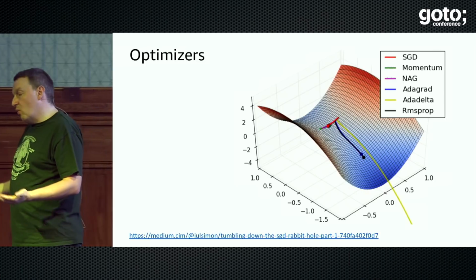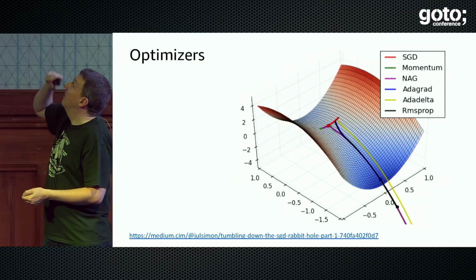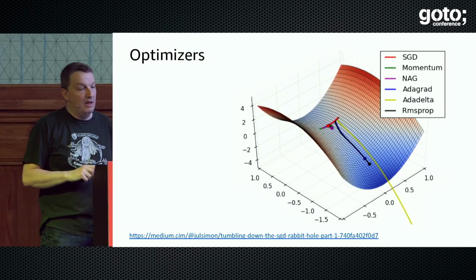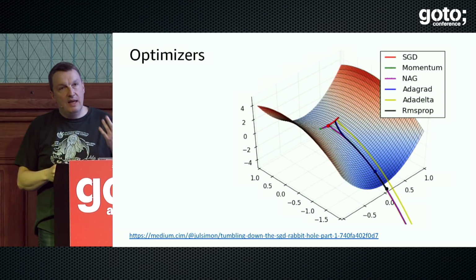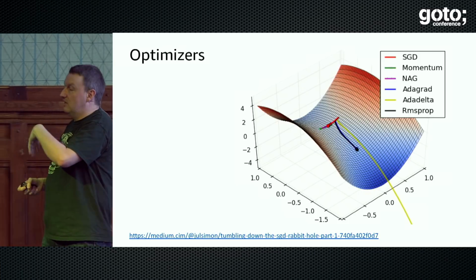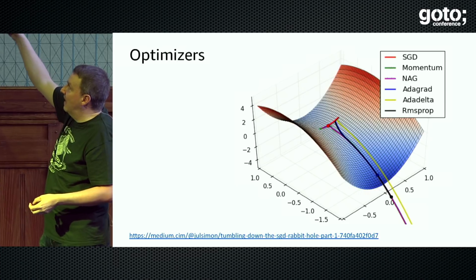So SGD is just one way of doing it. And there are other optimizers that you can see here, specifically the ADA family of algorithms, adaptive. And as you can see here, these have a lot of nice properties. They avoid staying stuck. This point here is called a saddle point.